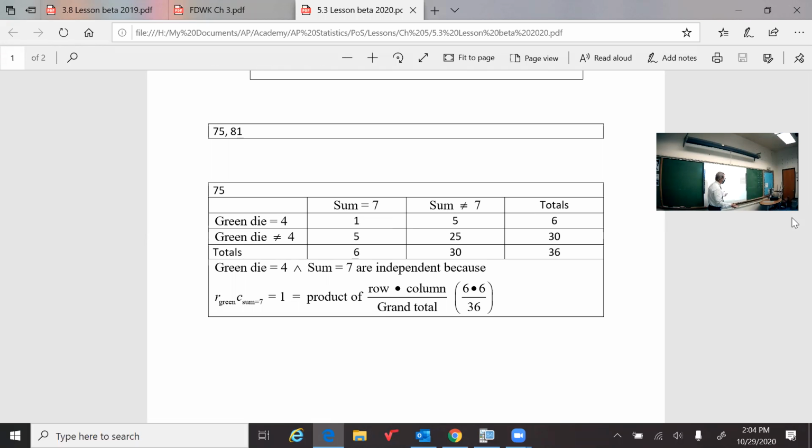The sum of that column is 6, because there's 6 ways to roll the 2 dice and get a 7. You can get 1 and 6, 2 and 5, 3 and 4, 4 and 3, 5 and 2, 6 and 1. There's 6 ways that it happens.